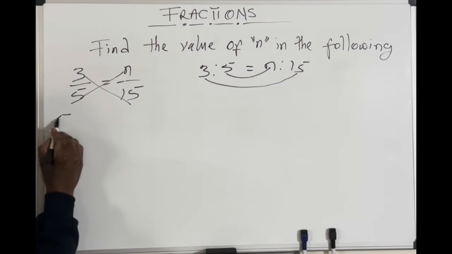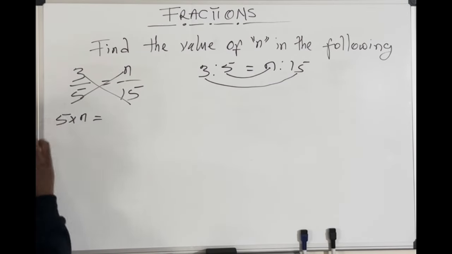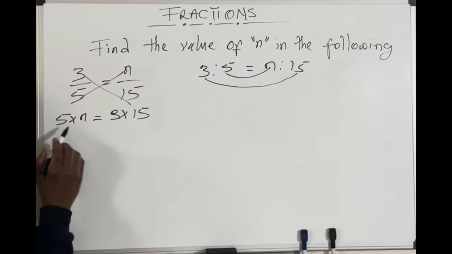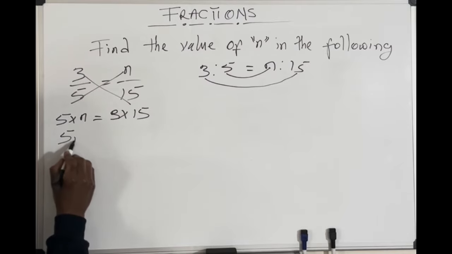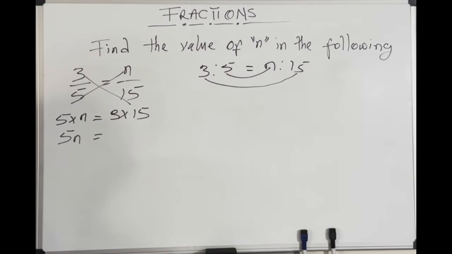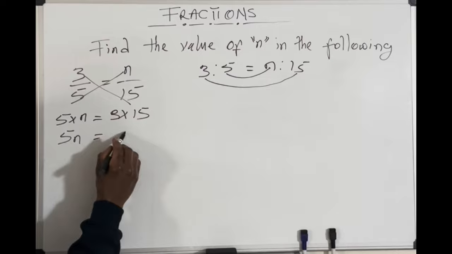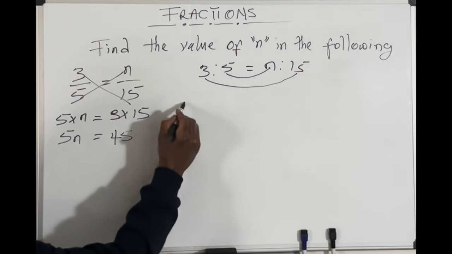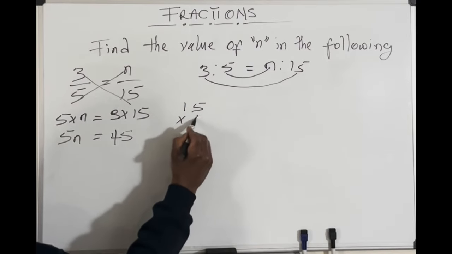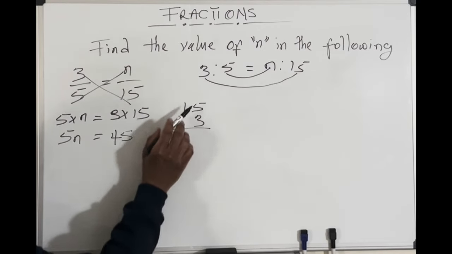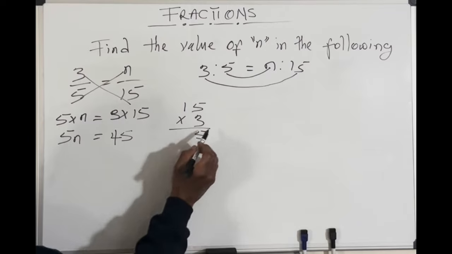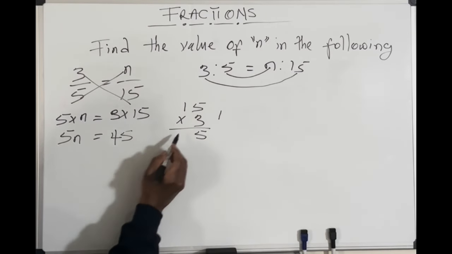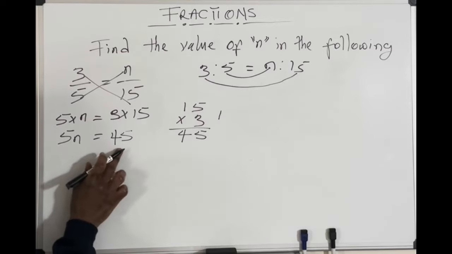So cross multiplication, we need the n. 5 times n is equal to 3 times 15. So 5n is equal to 3 times 15. How did I get that? 15 times 3: 3 times 5 is 15, write 5 and carry 1; 3 times 1 is 3, plus 1 is 4. So 45.